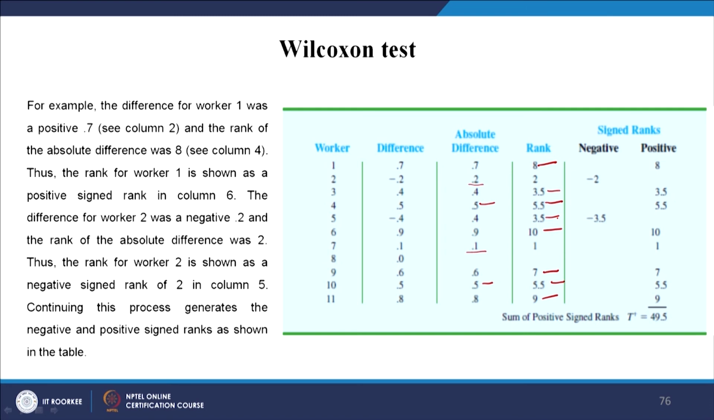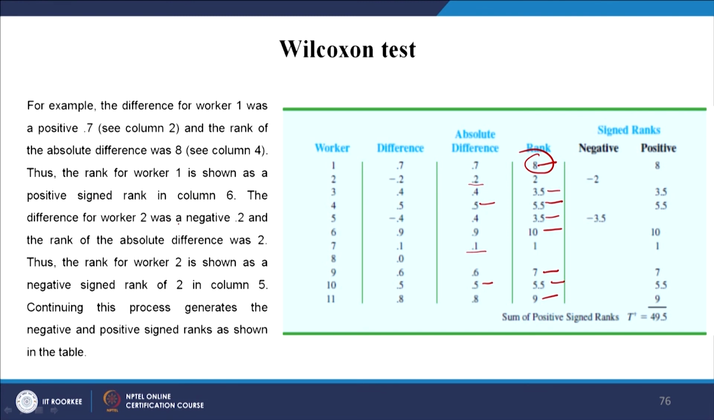After these ranks are made, the negative and positive signs are taken, and the sum of the positive signed ranks is T equal to 49.5. If you add up this total, it becomes 49.5. What it is saying is that the difference for worker 1 was positive 0.7 and the rank of the absolute difference was 8. The rank for worker 1 is shown as a positive rank in column 6.